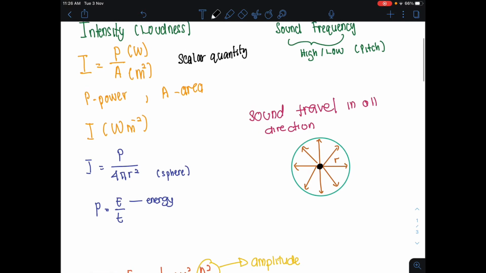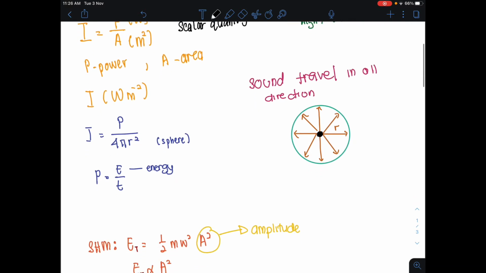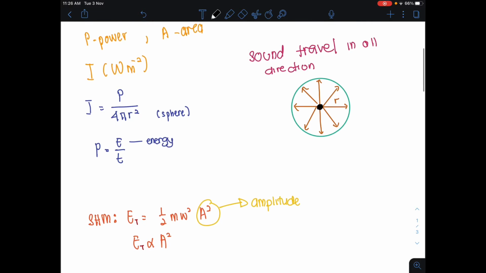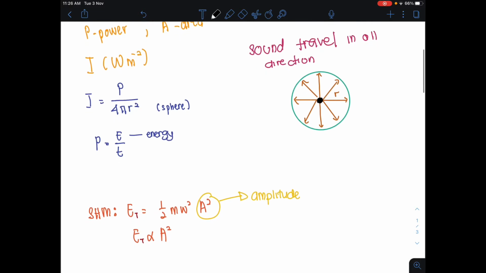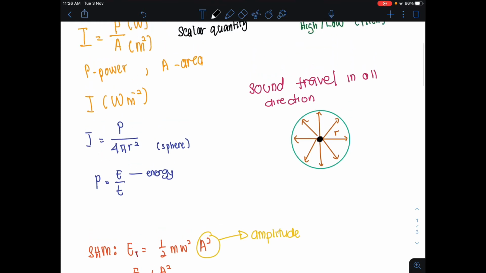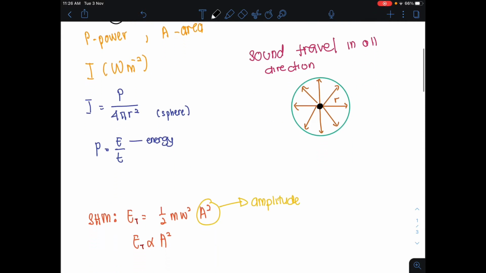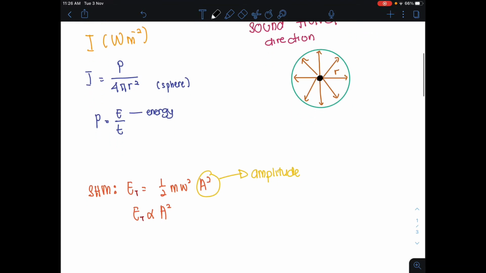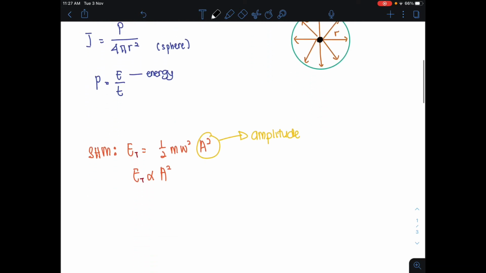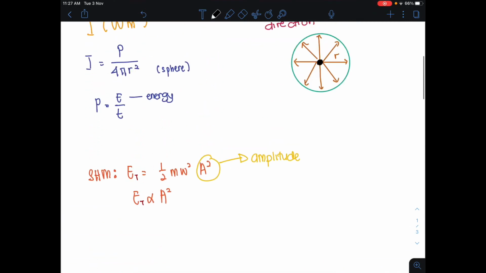Power pula sama dengan energy over time. Dalam chapter 9 simple harmonic motion, kita ada belajar total energy is equals to half m omega square A square, di mana A dekat sini adalah amplitude. Alright, as you can see, dalam equation intensity kita ada A ni adalah area. Dalam equation energy pula kita ada A square ni adalah amplitude. So total energy is directly proportional to the amplitude square here. Jangan confuse.